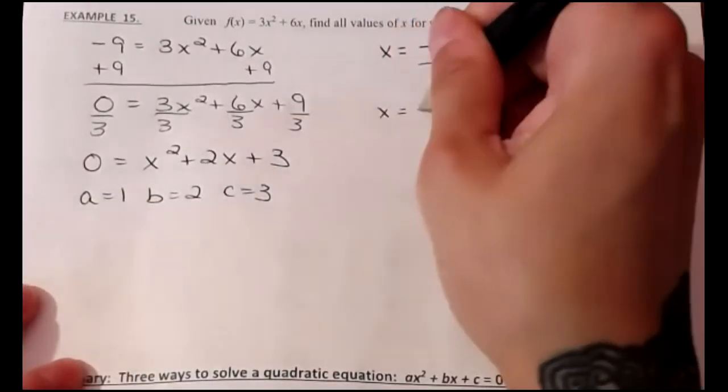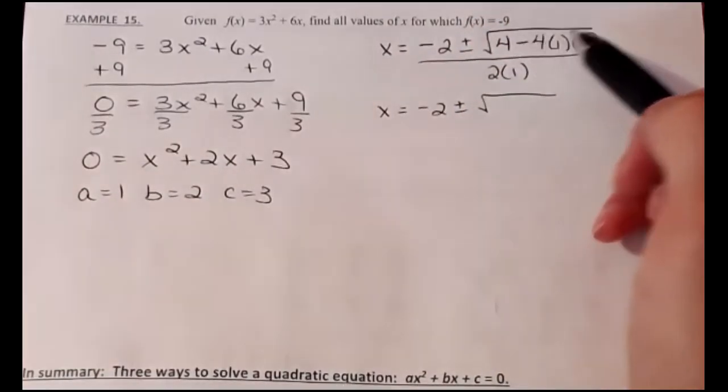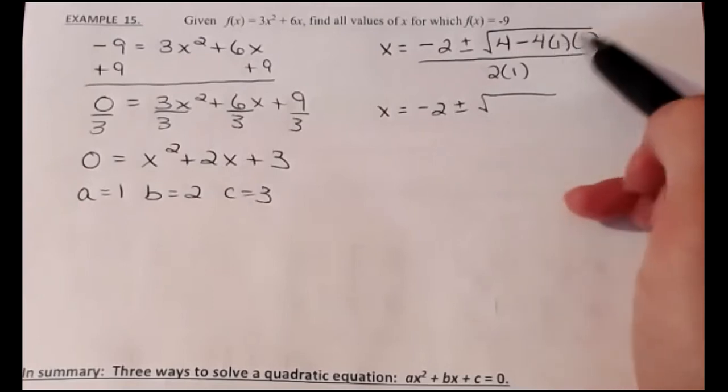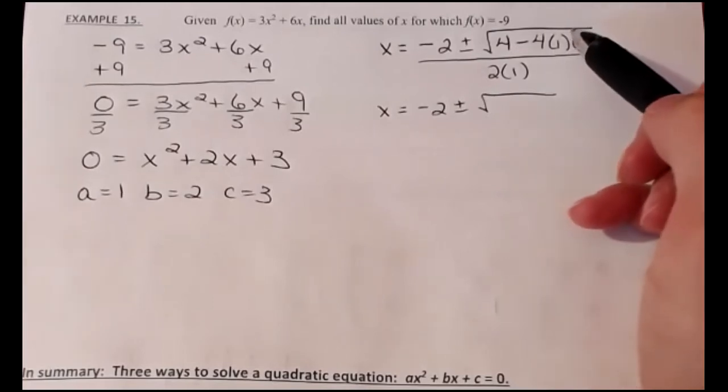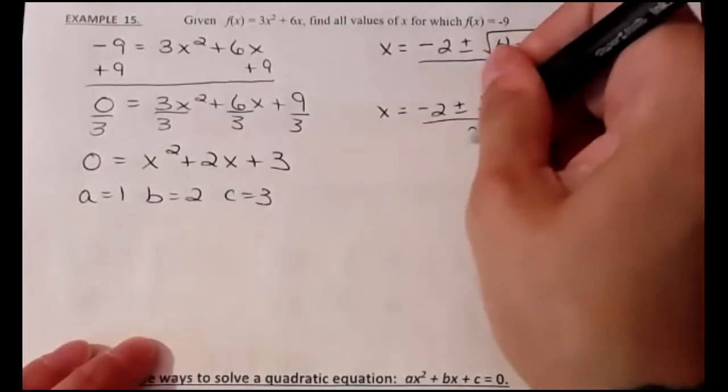So we have x is equal to -2 plus or minus the square root of. Now we have 4 minus 4 times 3. Well, 4 times 3 is 12. So we have 4 minus 12, which is going to give us -8, all over 2.